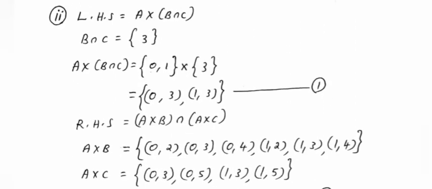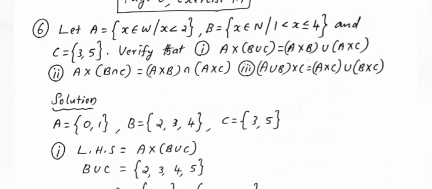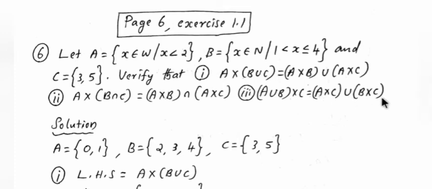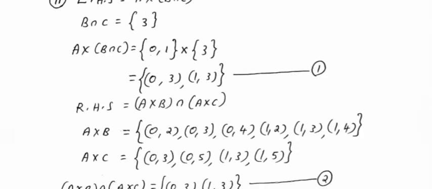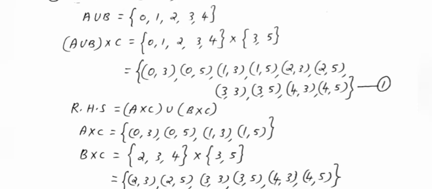What is RHS in 3? In third problem, this is the RHS: A cross C union B cross C. Therefore, we can take RHS is equal to A cross C union B cross C. First find A cross C. A cross C is equal to, directly we can take, it is already found out in first problem. Then find out B cross C.